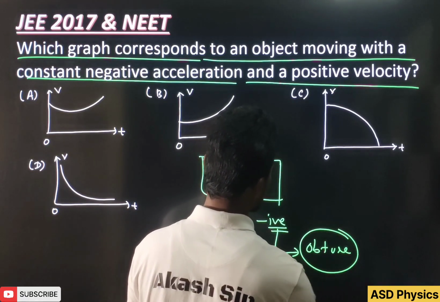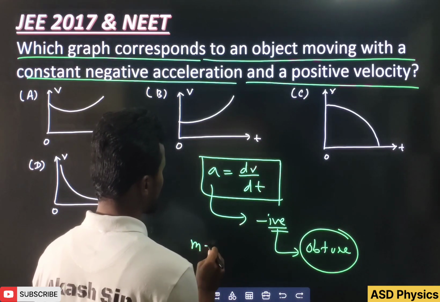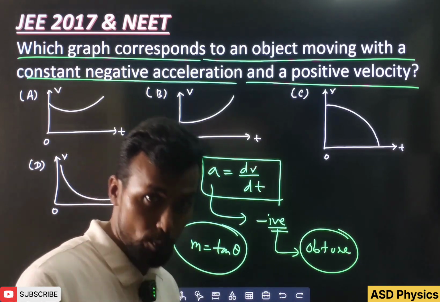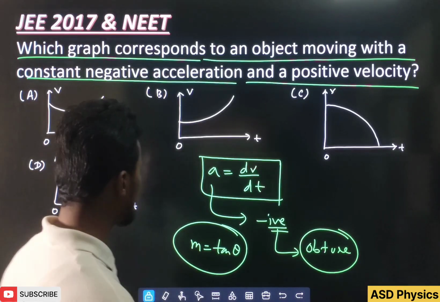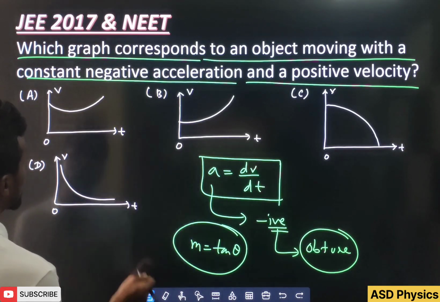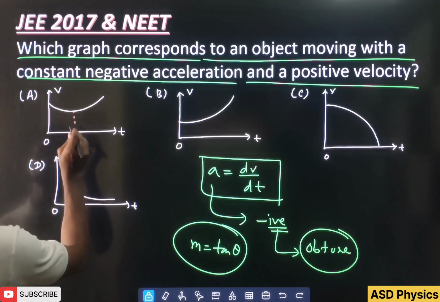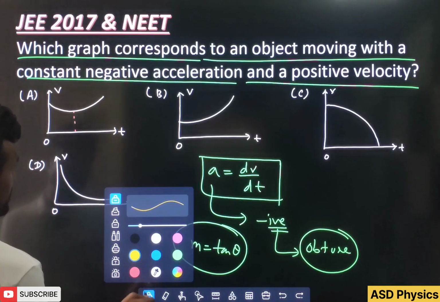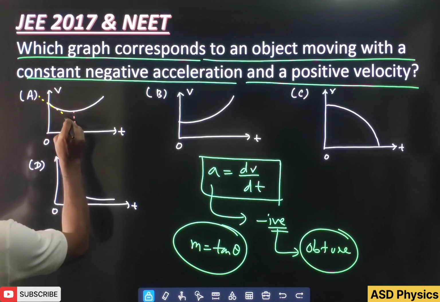For an obtuse angle, the slope is given by, as I told you very well, tan theta. For an obtuse angle, tan theta will be negative, slope will be negative, acceleration will be negative here. Okay, so if we talk about the first one here, students, the slope means tangent. See, I'll draw the tangent here.